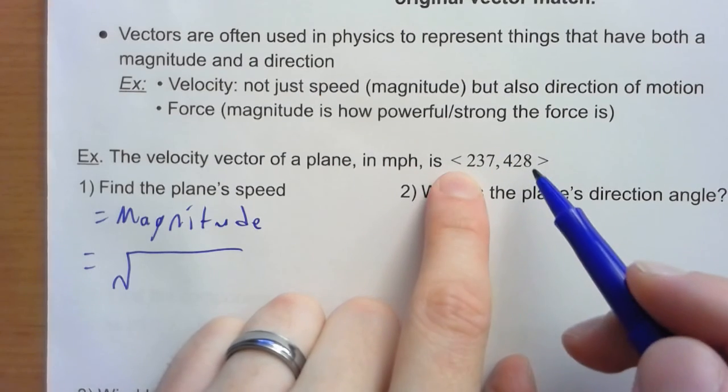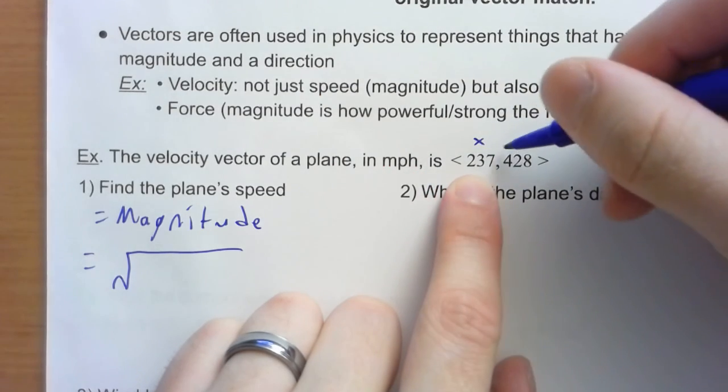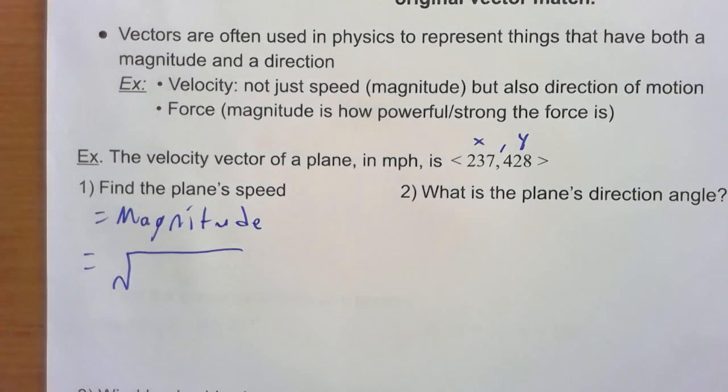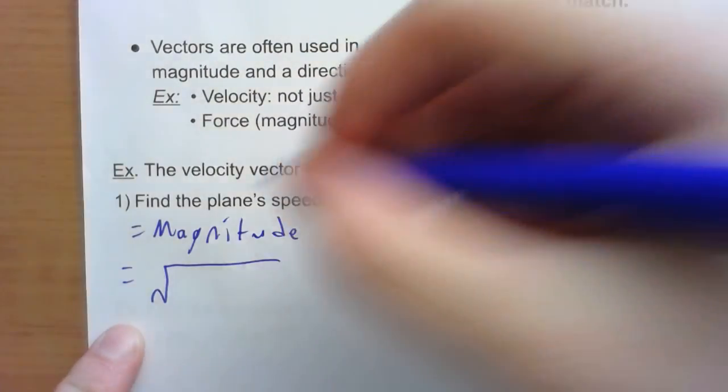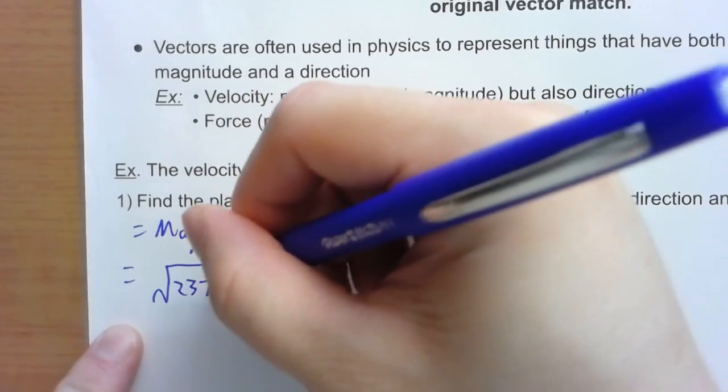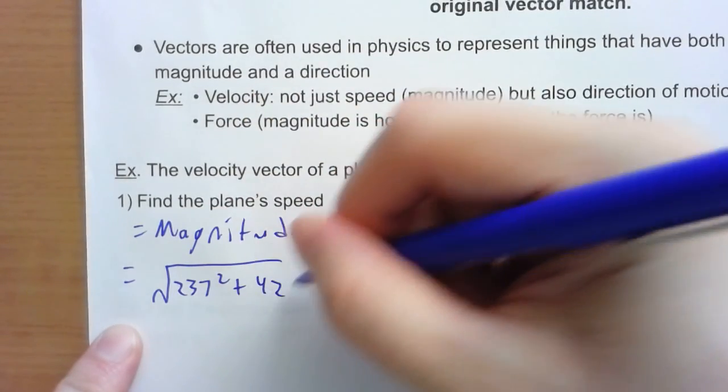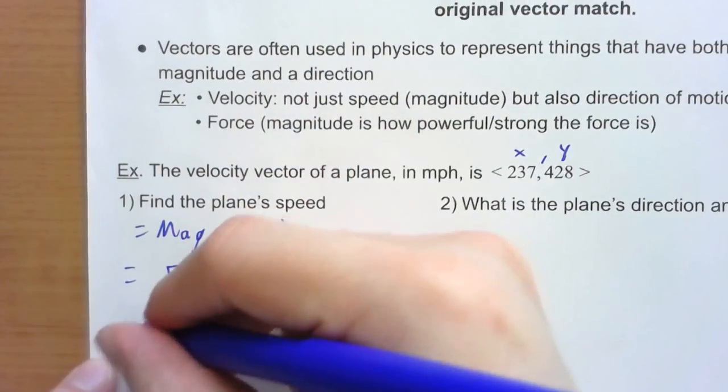These angle brackets here are just x comma y. It's like a point, but it's a vector. It's representing motion to that point. So x comma y. We're just going to do square root of x squared plus y squared. And of course, you can definitely use a calculator for that.